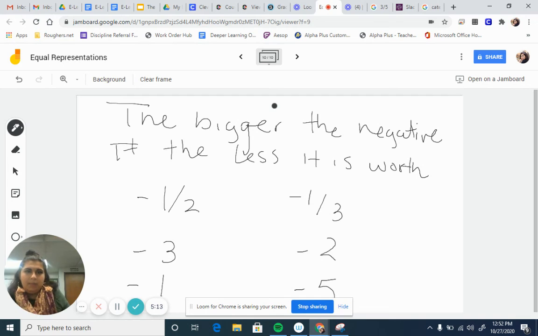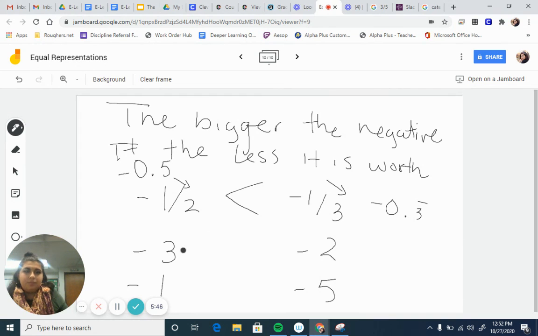So let's talk about it. So this is negative 0.5. Remember, we got to keep that negative, and I just divided. I'm going to divide again here. So it's negative 0.3 repeating. But even though this is a bigger number, it's a negative number, so it's worth less. So that negative 0.3 repeating is actually larger. So negative 0.5 is less than negative 0.3 repeating. Only when it's negative does this apply.